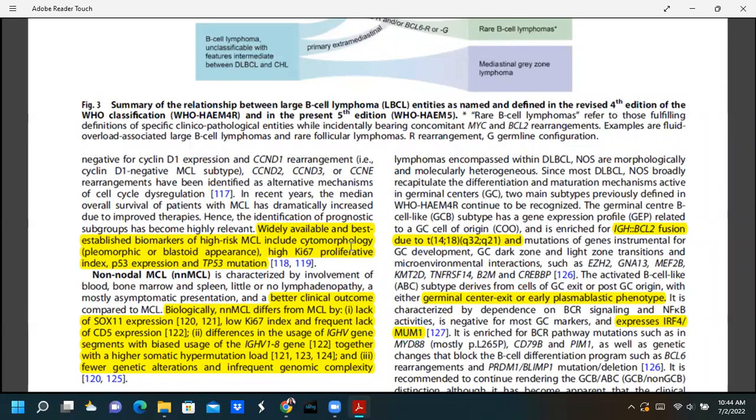Then they have also established biomarkers for high-risk mantle cell lymphoma, which include basically anything related to high risk. First is morphology, that is pleomorphic or blastoid morphology. Then a high proliferation, that is high Ki67. Then P53, we know usually it's high grade, so it's P53 or TP53 expression or TP53 mutation.